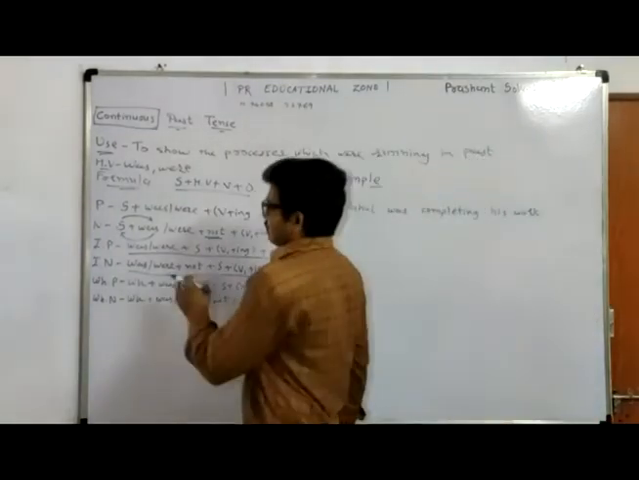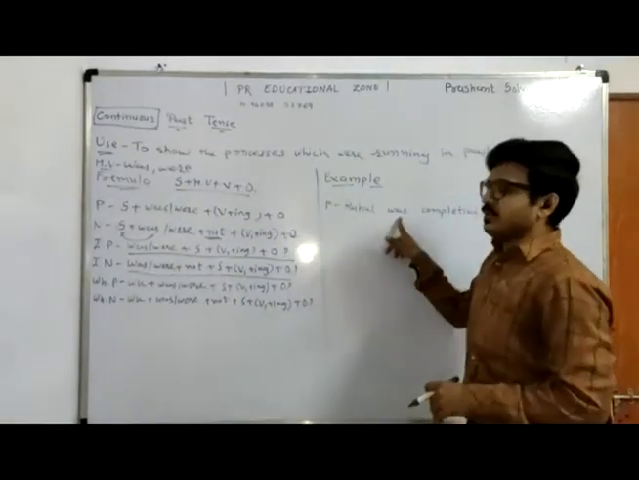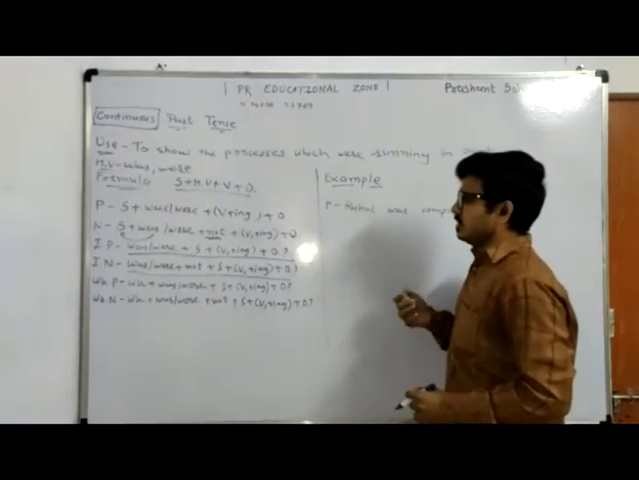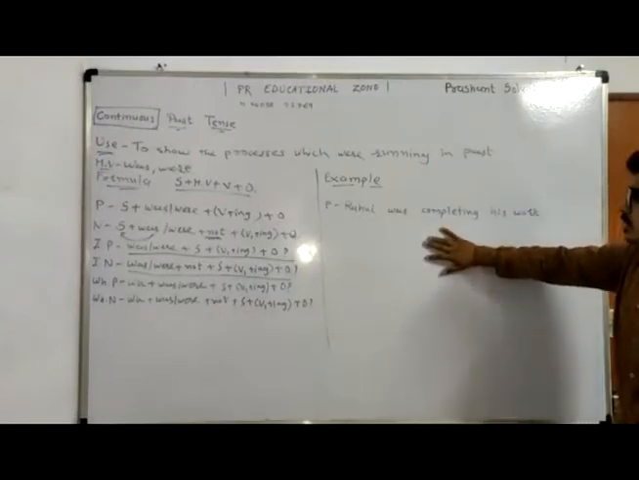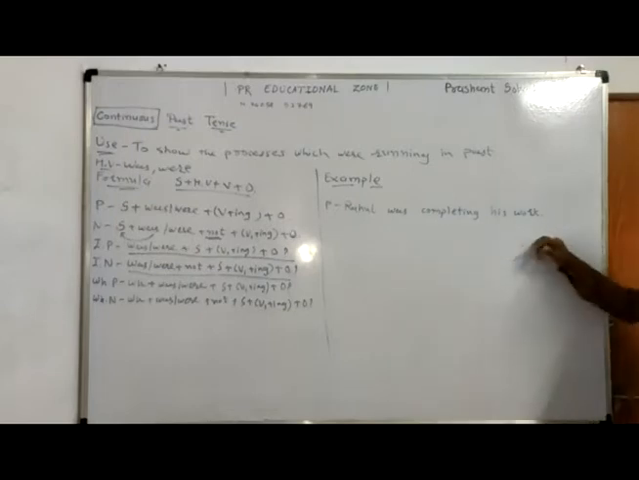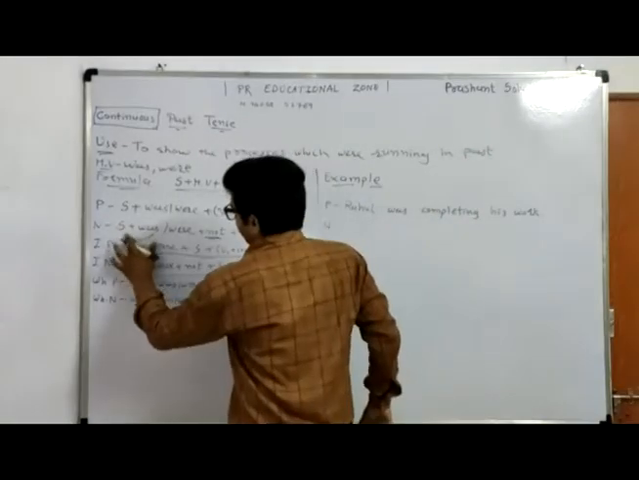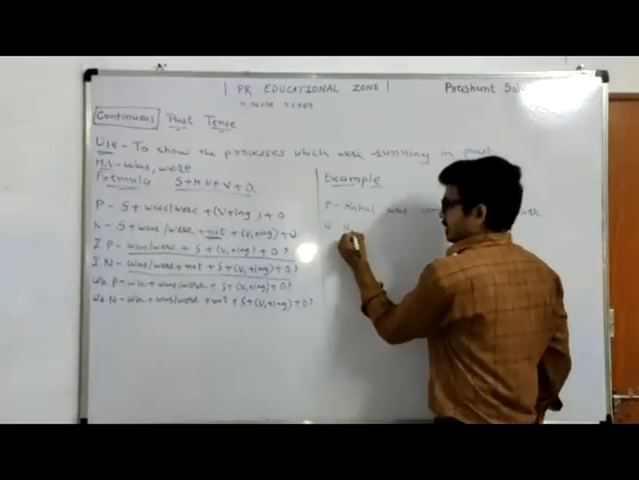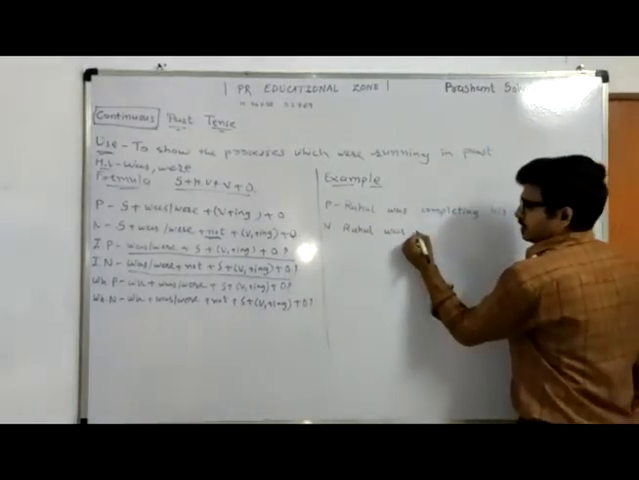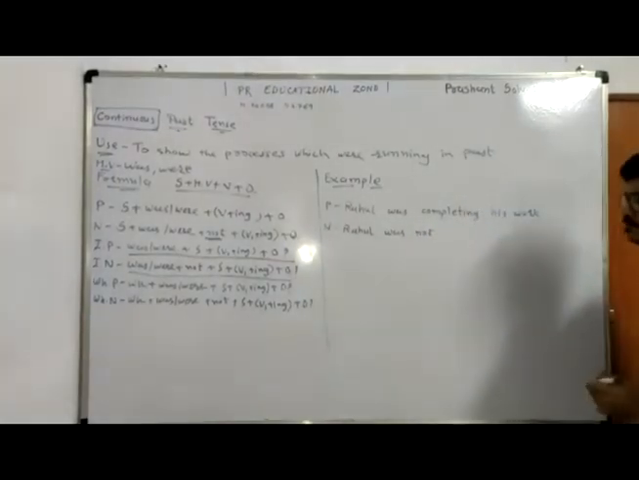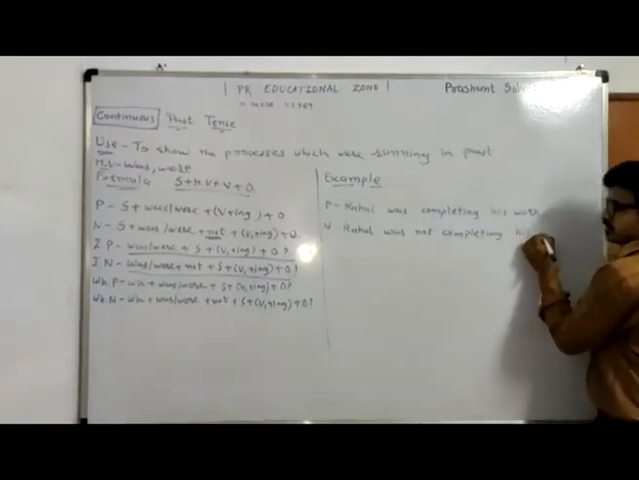So according to the formula, we can say that Rahul is the subject, then was is the helping verb. Here we have taken was. Why? Because Rahul is singular, and then verb ing. Here we have taken the verb complete, and then ing form, completing, and his work is an object. And then negative. According to the formula, first we will take a subject. Here the subject is Rahul, and then was as the helping verb. Again it is negative, so we use not after the helping verb. Then, as it is, completing his work.